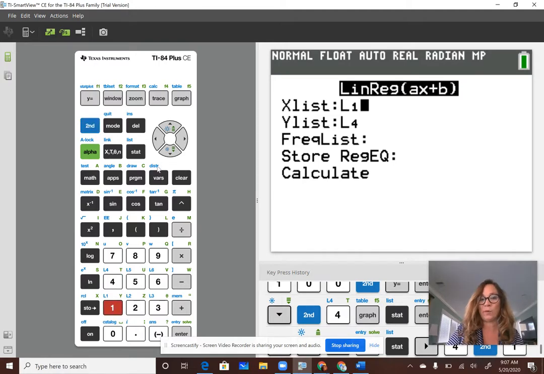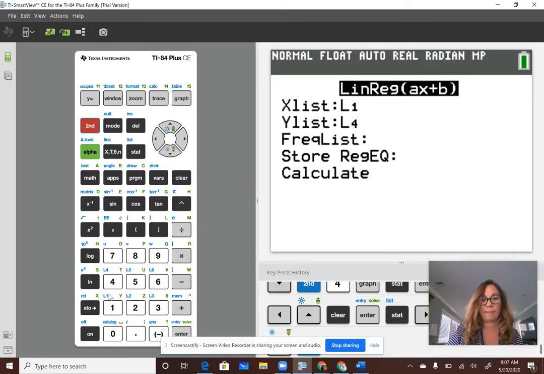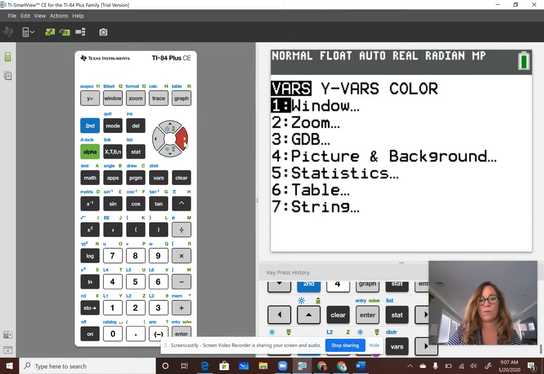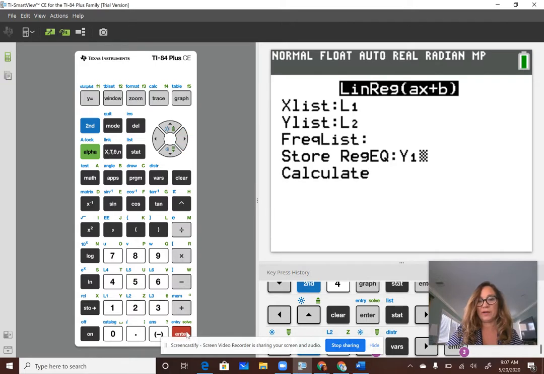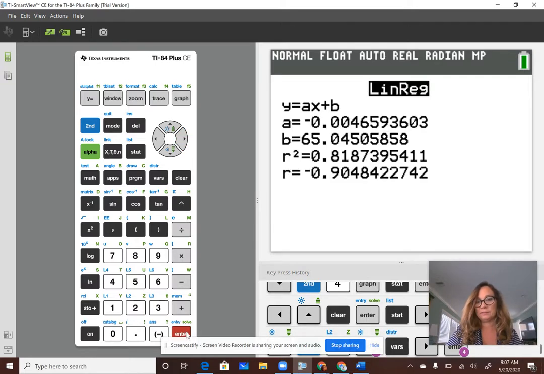You probably don't, but it's real simple. See, anything you want to get in blue, you hit the second button. And I'm going to store my regression equation: vars, y vars, enter, enter, there it goes, and calculate.